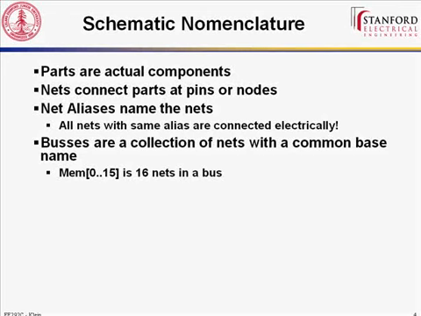So a bus is what you can use if you have common address lines, common data lines, or just any general bus of signals that you want to have named sequentially. And this square bracket 0..15 is Allegro and OrCAD and Cadence's nomenclature for having multiple entities.